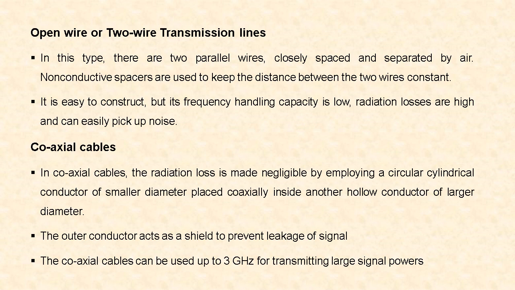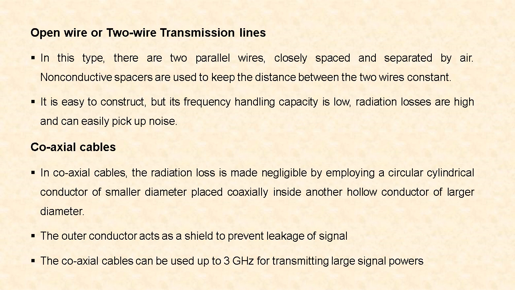In this type, there are two parallel lines which are closely spaced and separated by air. Here, non-conductive spacers are used to keep the distance between the two wires constant. This type of transmission lines are easy to construct, but its frequency handling capacity is very low and also radiation losses are high and they can easily pick up noise.